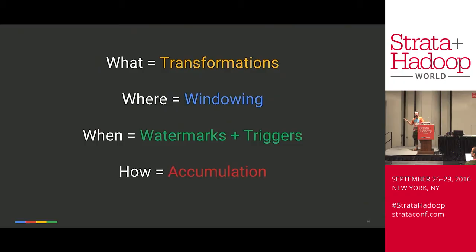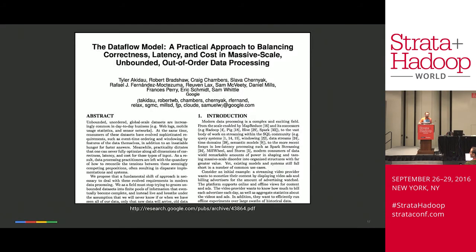And so these translate directly into pieces of the API. The what question is answered by transformations. Those are the P transforms from Flume we talked about earlier. Where is basically windowing. The when question is answered by a combination of watermarks and triggers. That's basically the two talks Slava and Ken gave yesterday. And then the how is, how do things accumulate over time? Accumulation mode. There's a VLDB 2015 paper on this that goes into great detail if you're curious.